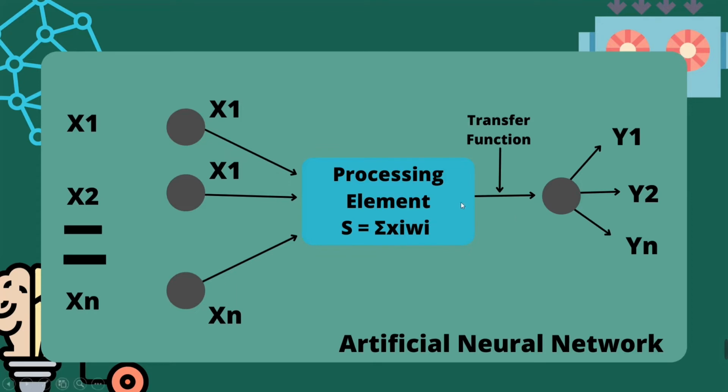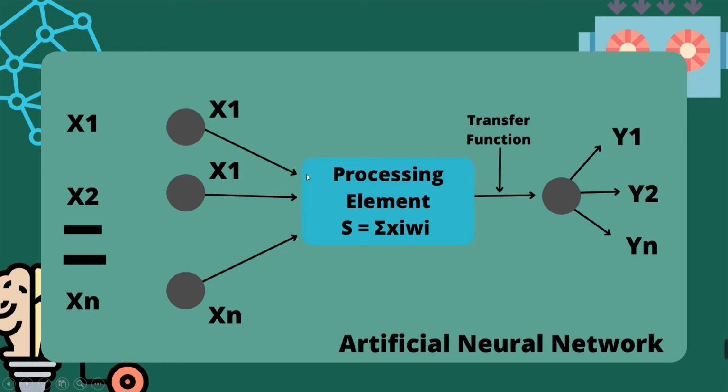After this processing element, there will be something called the weights. Currently we'll not be talking about this; we'll be talking about the weights in the next parts of the videos. But currently, understand that this is a processing element. There is a formula: S is equal to sigma xi wi, where w means weight, weight i. Input is passed to the processing elements, goes through a transfer function, and then the output is given.